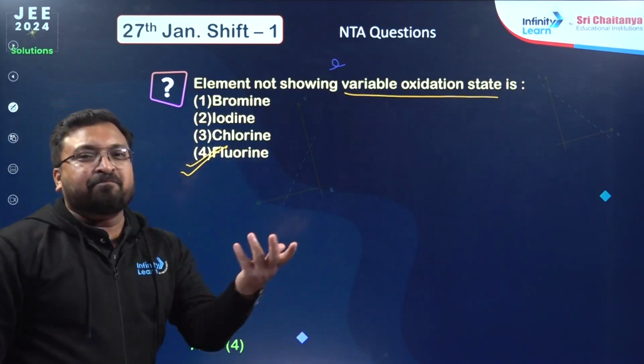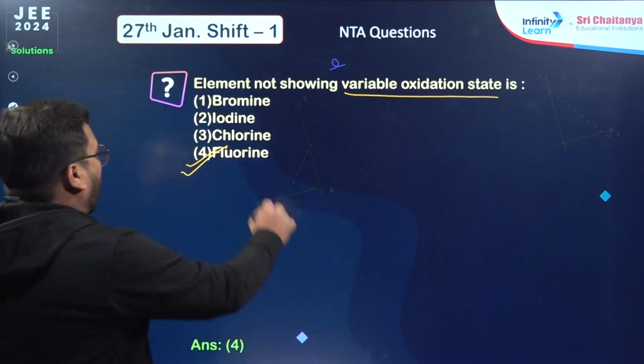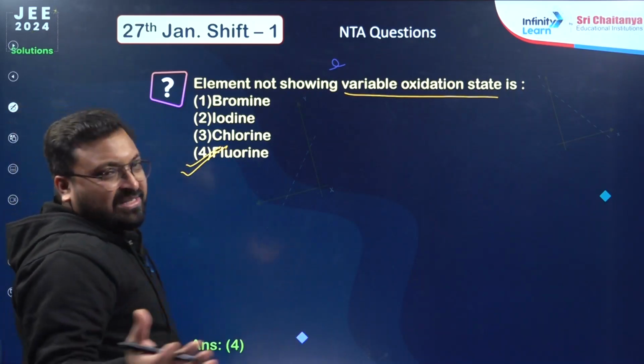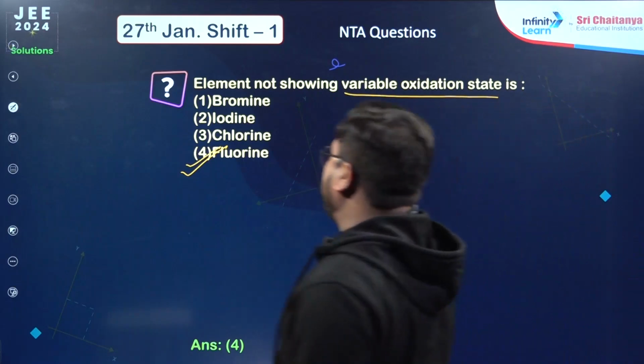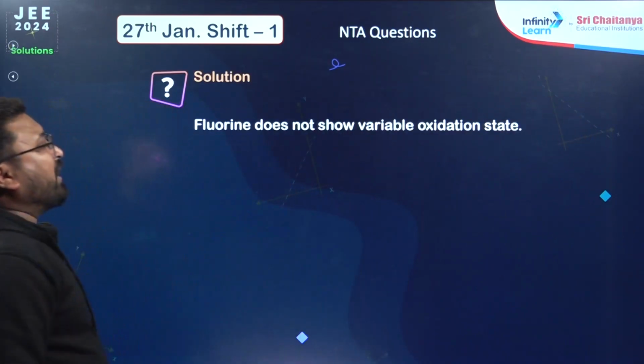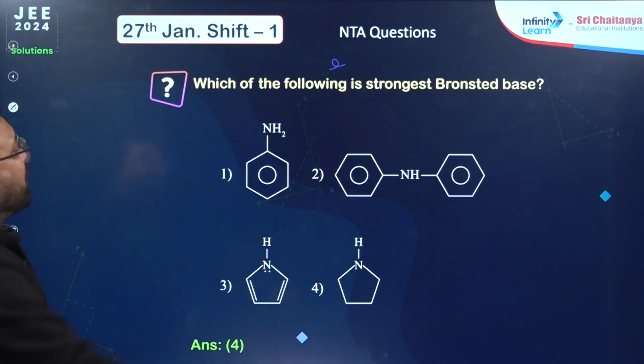So who will take electron from fluorine? So fluorine will only show -1 oxidation state. Okay, so I think one of the easiest questions of your syllabus. Okay, so come to the next question.